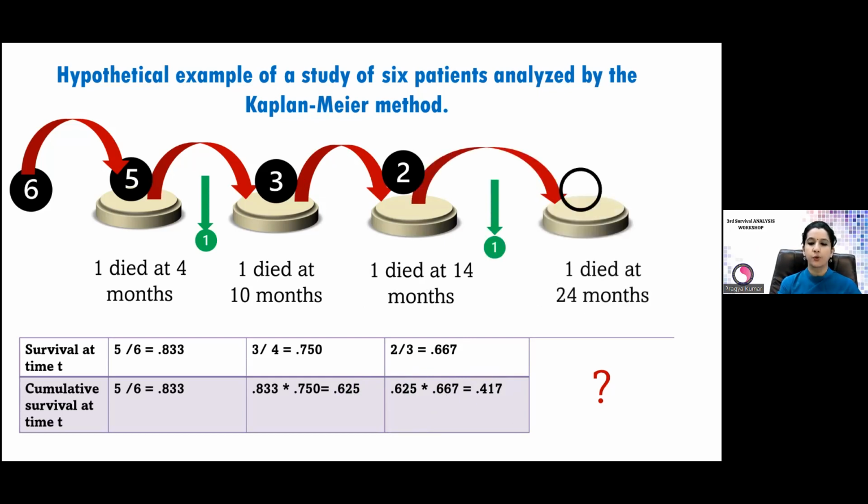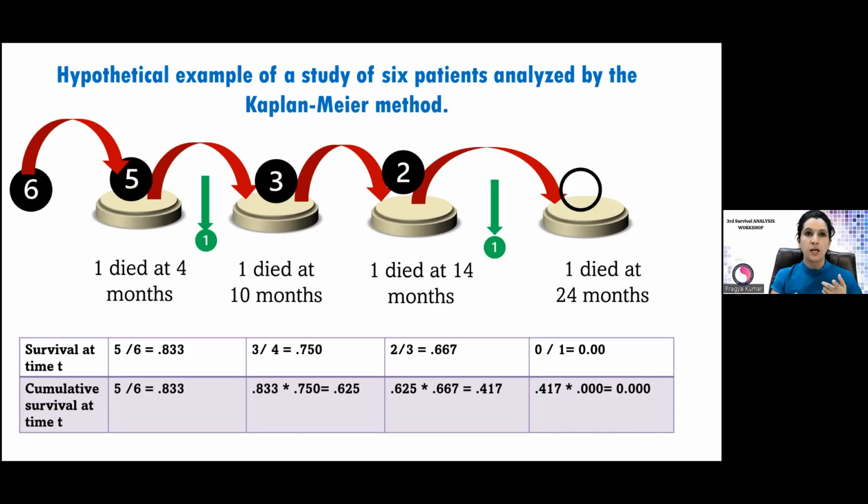And at 24 months, the one died and there's one lost to follow up. So again, if there is a 0 in the numerator, it will be 0. So the overall probability will become 0, and the curve will touch the x-axis because now the cumulative survival probability is 0. Have you understood the concept of cumulative survival in this case?